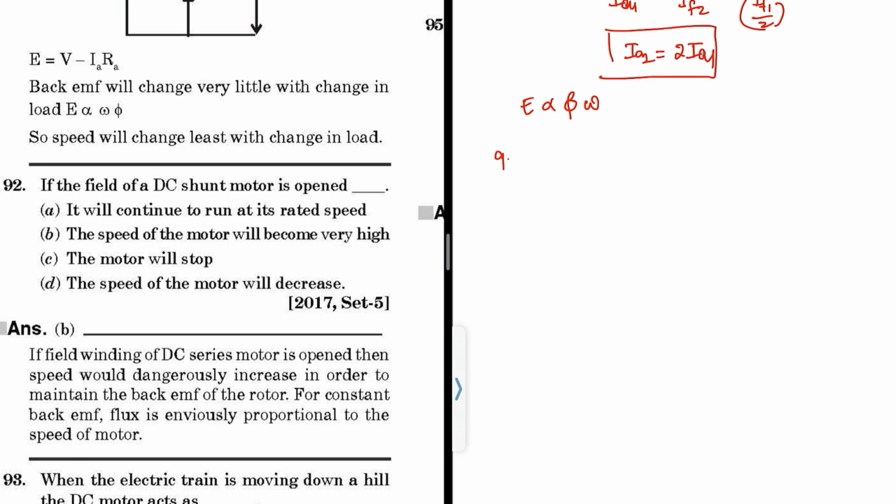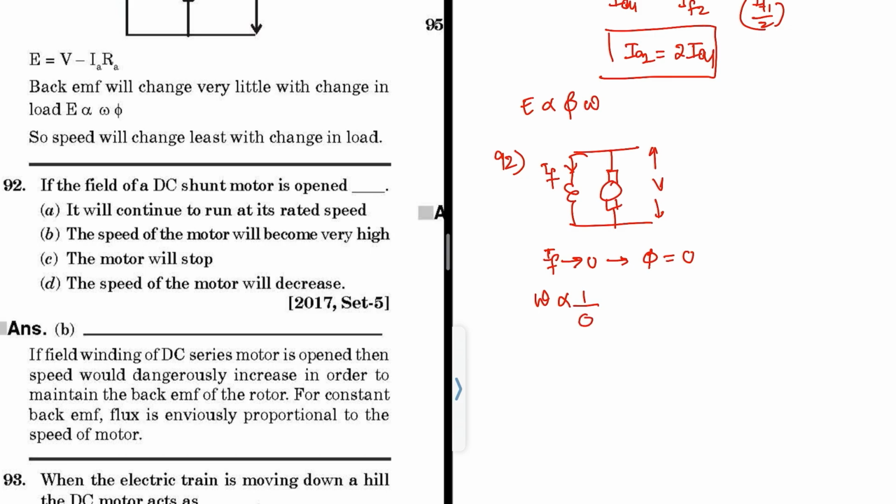Question number 92. Suppose this is a shunt motor, and this is the voltage. Now this is open. So here IF becomes 0, right? So the field flux will be 0. We know that omega is inversely proportional to flux. When the flux goes to 0, I mean it will be reducing, so the speed will be high. So the answer will be B.